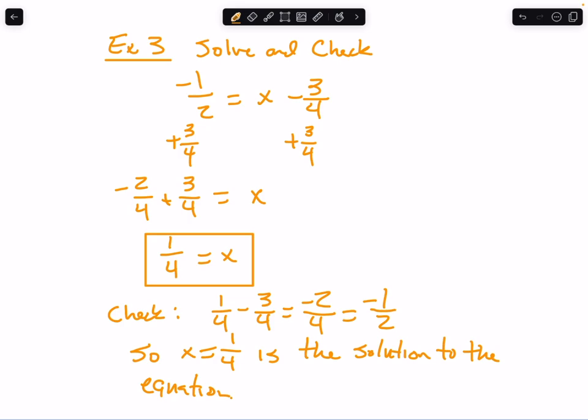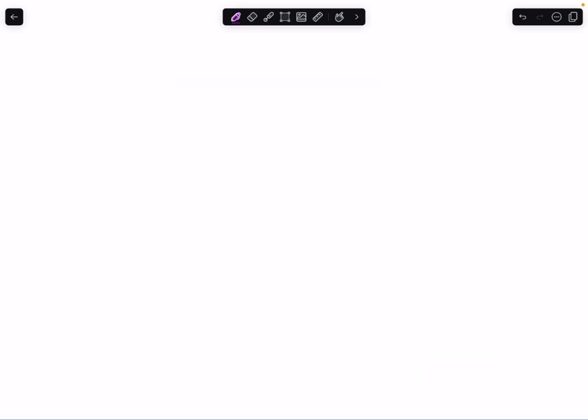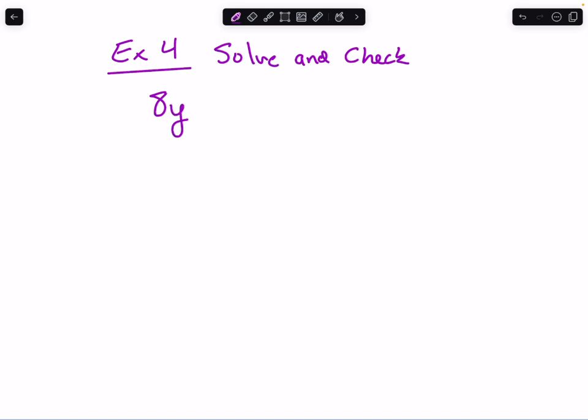Again, the boxed answer is our solution. Let's try one that's a little bit more complicated. Example number 4. Still, we want to solve and check. And we have 8y plus 7 minus 7y minus 10 equals 6 plus 4.